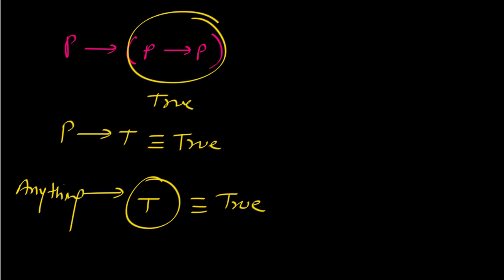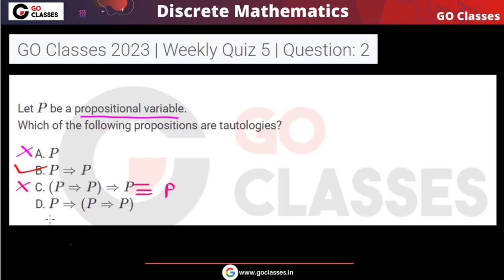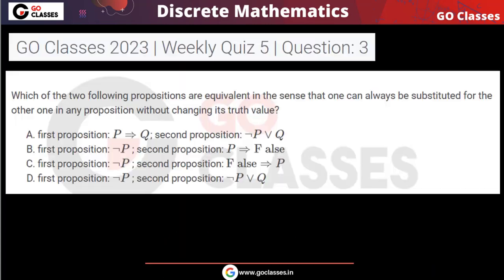Okay, so this option D, you can notice this option D is a tautology. So the answer will be, this is again an MSQ, multiple select question. Which of the following propositions are tautology? The answer will be B comma D. Okay, let's solve the next question. This is question number 3.